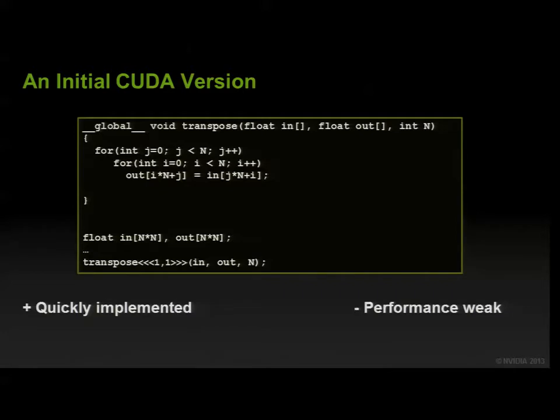So if you want to move this to a GPU, what do you want to do? Well, the simplest form to do that is just take the code that you have on the CPU, throw in a __global__ at the beginning of the function, and launch this kernel with a single thread block and a single thread. Performance is obviously not fantastic, but you're done within minutes.